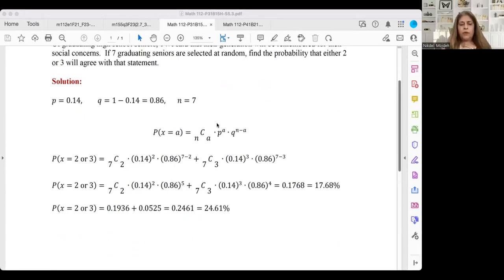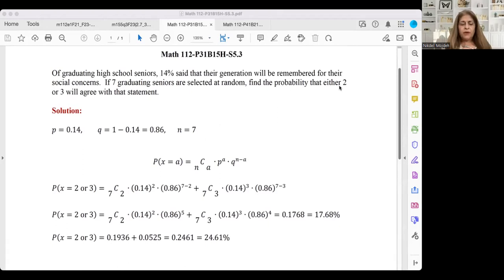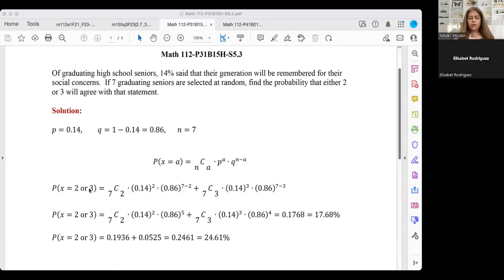So find the probability of either 2 or 3. So the probability of exactly 2 or the probability of exactly 3. When you have exactly 2 or exactly 3, you use the formula: combination of n choose a, p to the power of a, q to the power of n minus a. I'm writing this formula twice, one for 2, one for 3, and add them.